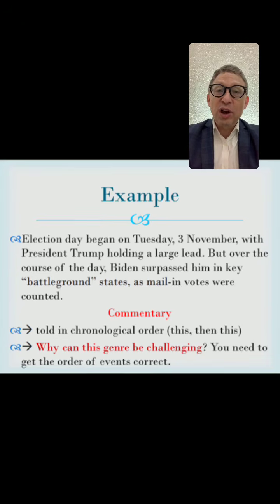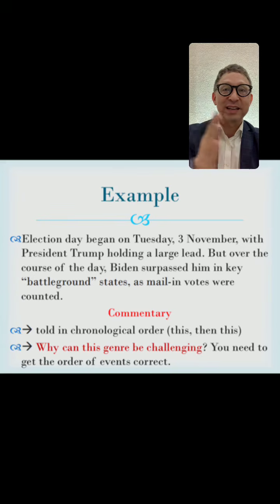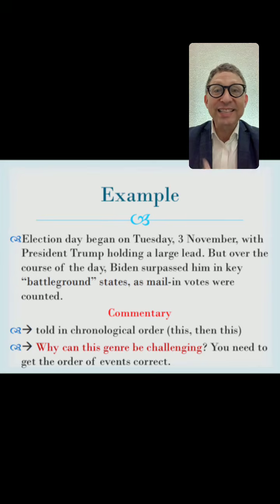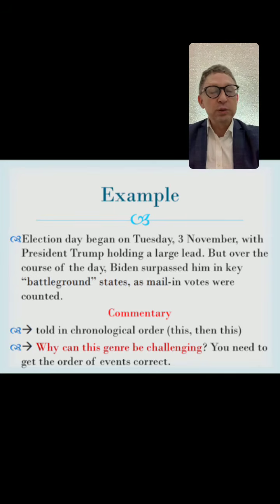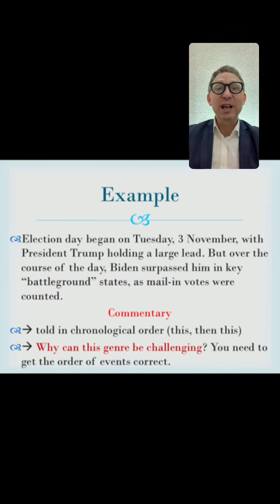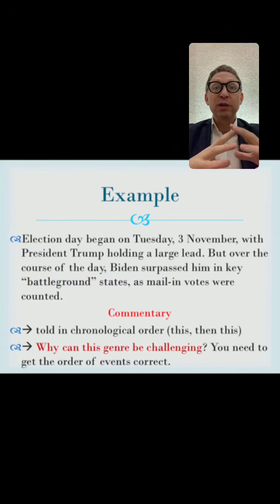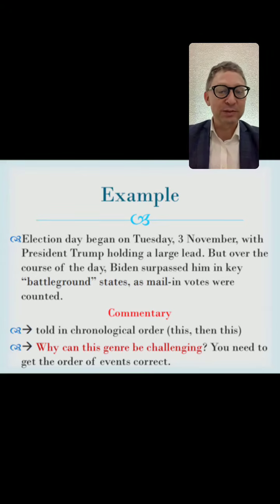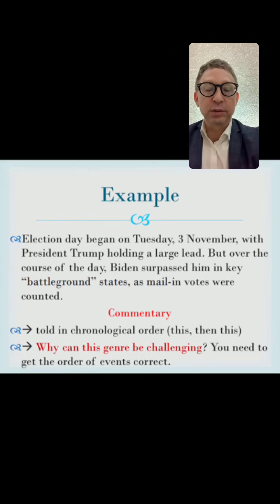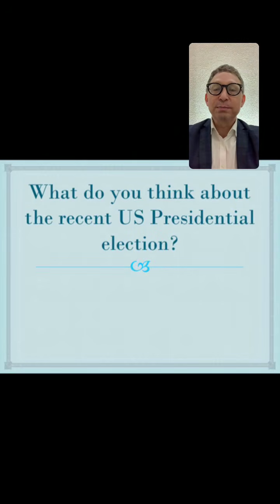And why can this genre be challenging? If it is challenging for some people, it's because you need to get the order of events correct. Because that's the basis of a narrative or a narration, you tell events guided by time. So those are the two genres you can use when someone asks you what happened. You can summarize it, or you can tell the full story without much of a summary.